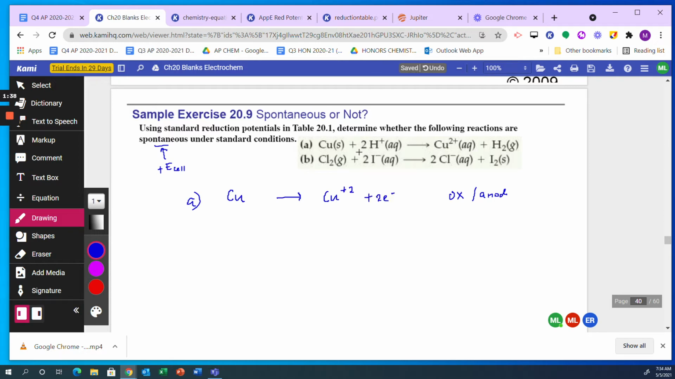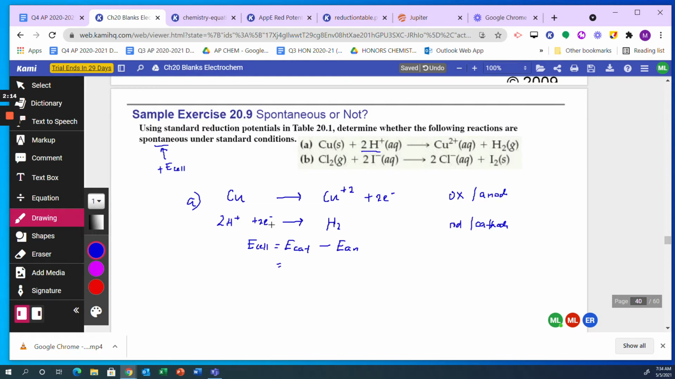Okay, let's look at hydrogen here, 2H plus becoming H2. You're going to put the electrons on the more positive side, 2 electrons here. Here, H plus gained electrons and it became reduced. So this is the cathode. To get the cell potential, E cell is equal to E cat minus E anode.